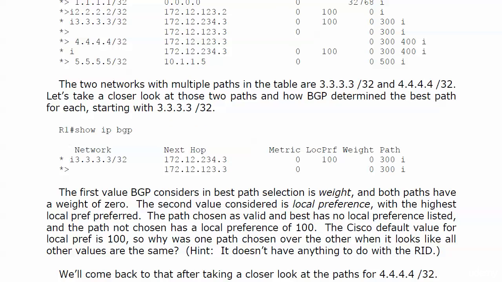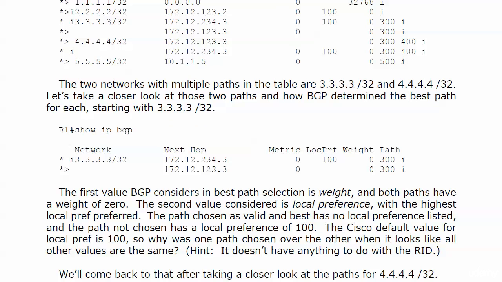We know the first value that BGP considers in the best path selection, it's weight. We know that's a Cisco proprietary attribute. Both paths here have a weight of 0. Nothing tricky there because we can look and there's a column weight and a couple of zeros under it.